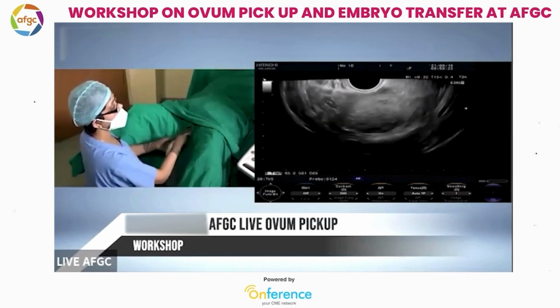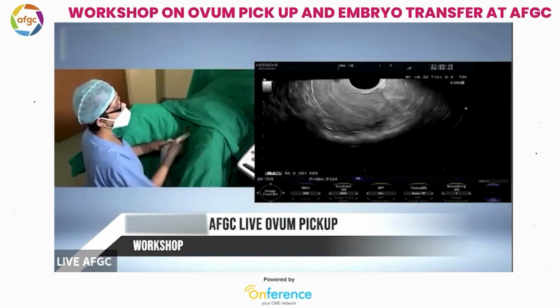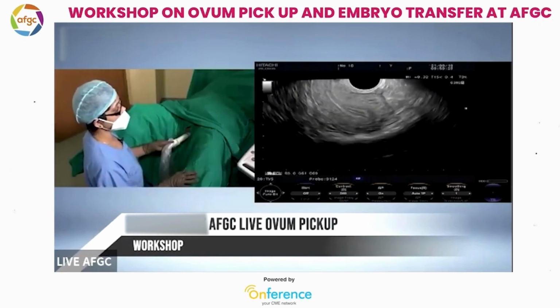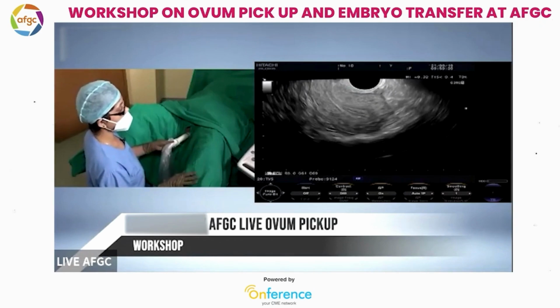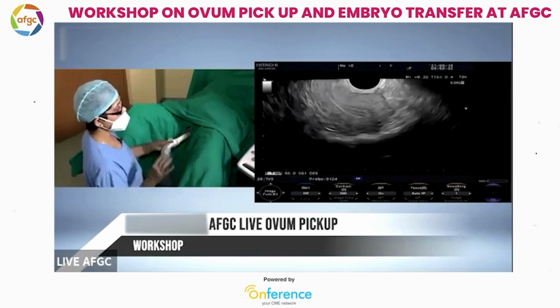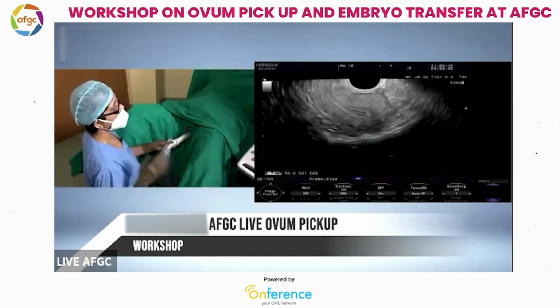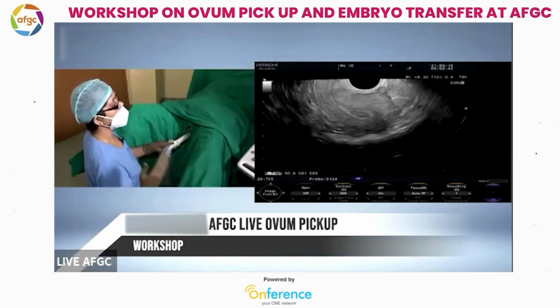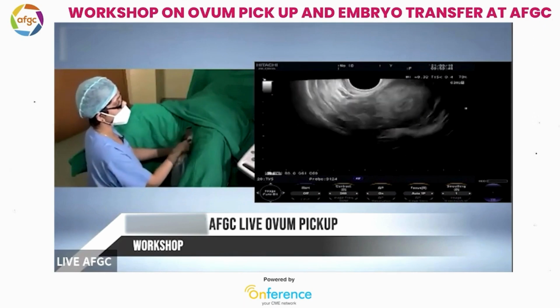So while we are doing follicle monitoring, it is very important to do the first baseline scan. The baseline scan should ensure thin endometrium and no cysts in the adnexa. And then the next scan is done around the 7th to the 8th day, followed by depending on the size of the follicle.